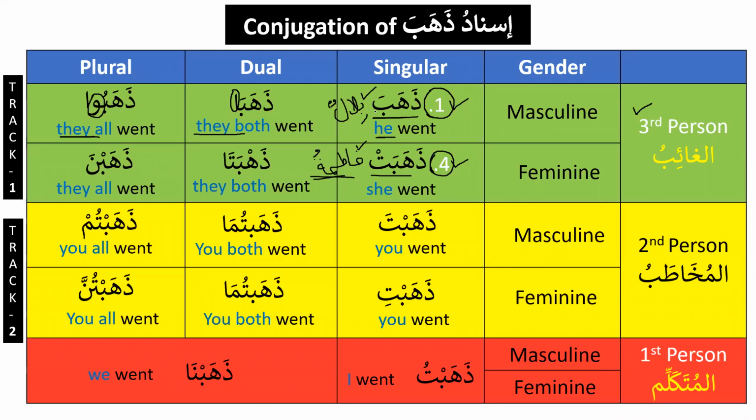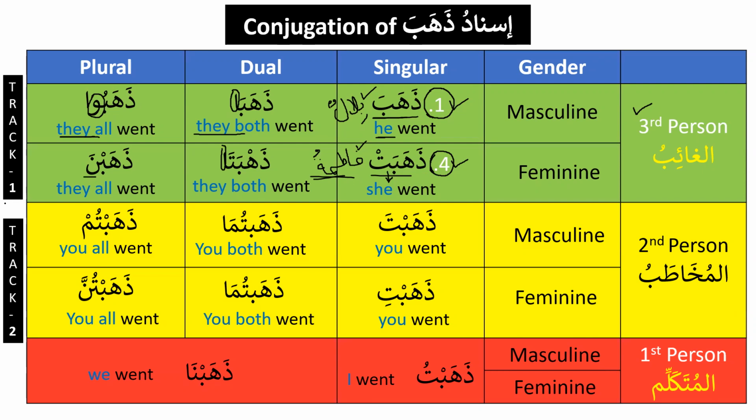But when we say ذهب بلال or ذهبت Fatima, then in this case we have to use form number 1 or form number 4. Here, the doer is also inbuilt. The ta is the sign of the feminine, and the doer is inbuilt. ذهبتا, they both went, and here alif is the doer, and ذهبنا, here noon is the doer.